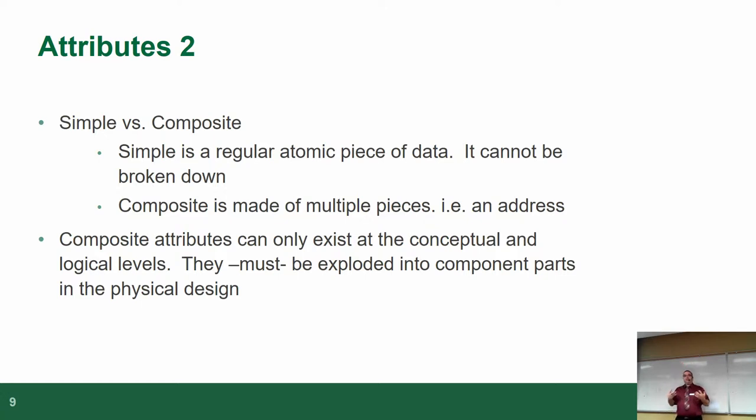But when you think about an address at the conceptual level, an address is an address, right? Therefore, it's a composite. It's made up of multiple pieces. Essentially, it's a group of pieces. So composite attributes only exist at the conceptual and the logical level. Later on, when you learn about physical design, you cannot have composite attributes. That's a no-no. You have to blow them up into their component pieces so that they can be handled properly.